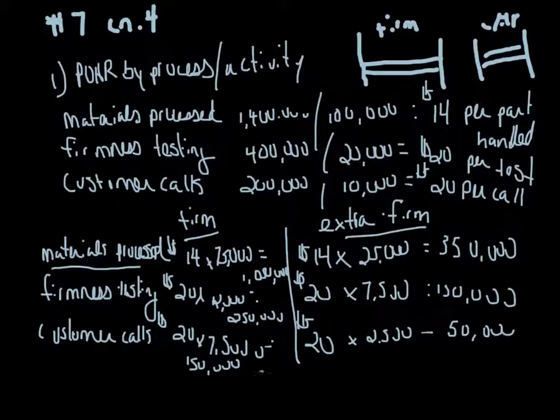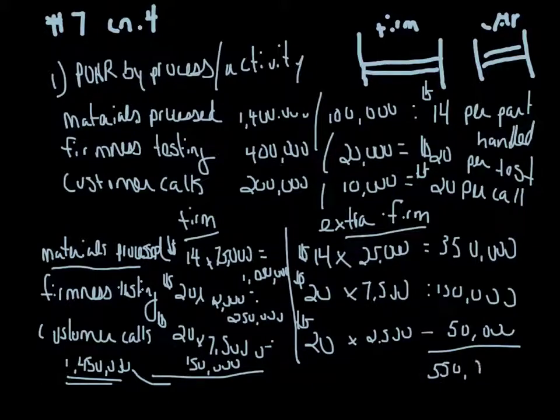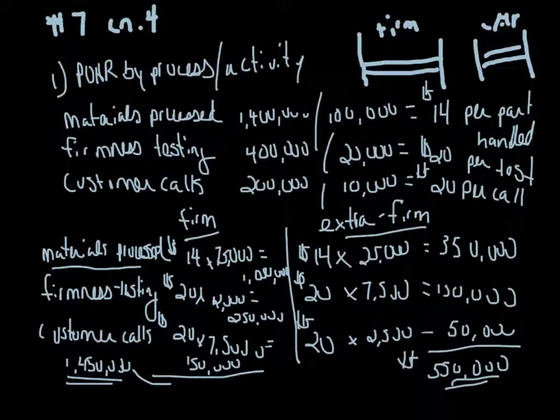So now you simply add up these overhead costs that have now been allocated. For firm, sorry, I'll move it up here, we should get 1,450,000. And for extra firm, we should get $550,000. Now it's very important to me that you understand what this number represents. This is total overhead that is assigned to firm mattresses for the parts that were produced, and for extra firm, again, for the parts that were actually produced.